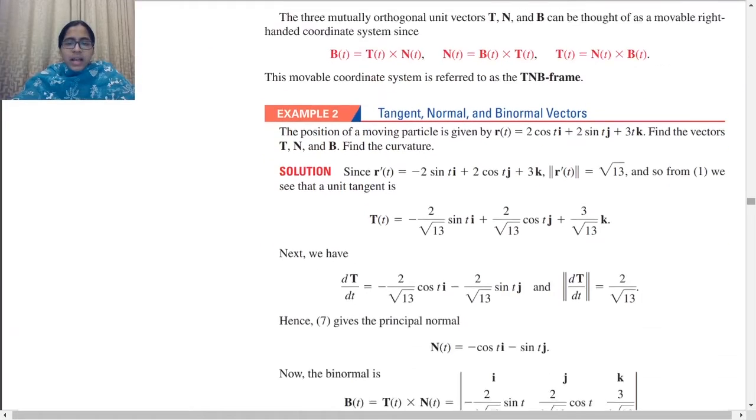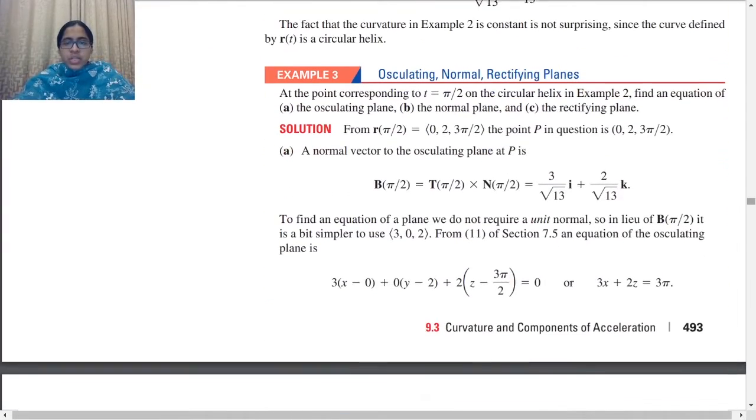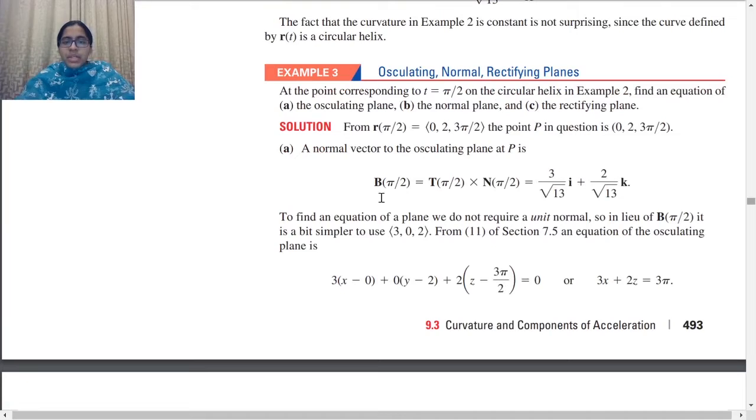So with the help of this fact, we are going to find B(pi by 2). What is B(pi by 2)? We are just going to substitute the value t equal to pi by 2 in the B(t) that we found in the previous example. Now using this point P and the vector B(pi by 2), we are going to use the point normal form to find the equation of the required plane. Once we have a point in that particular plane, that is P, and we have the normal vector, we have the equation of the plane.